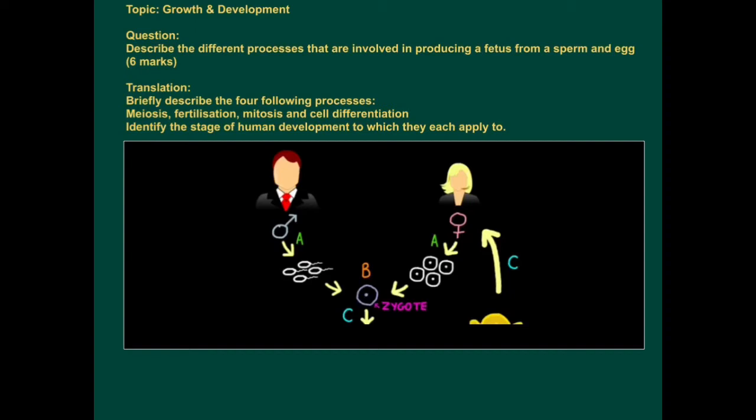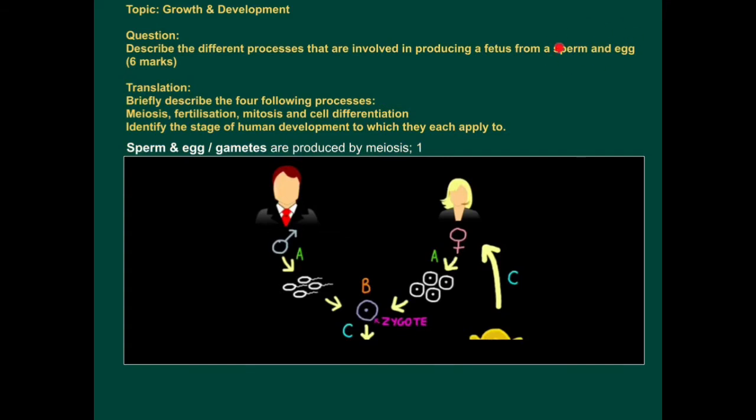So you have to give a brief outline of the different processes that are involved. There are 4 processes you need to describe along this journey. You have to describe meiosis, fertilization, mitosis, and cell differentiation. And you simply just have to say when each stage takes effect. So identify the stage of human development to which each process applies.